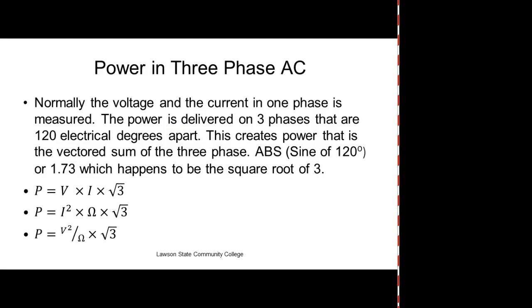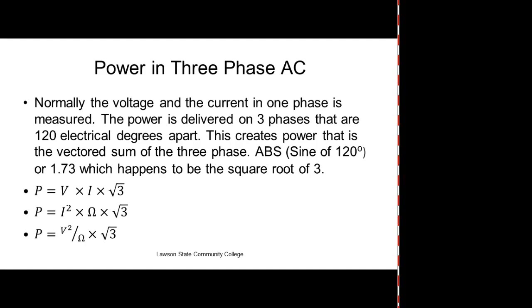So these are the formulas for three phase. They're the same formulas, but we multiply all of them by the square root of 3. By using that second wire, we can send 1.73 times more power using three conductors. So if we measured the voltage in one of the phases and the current in one of the phases, we would multiply those two together and then the square root of 3. That would tell me the total power being generated.